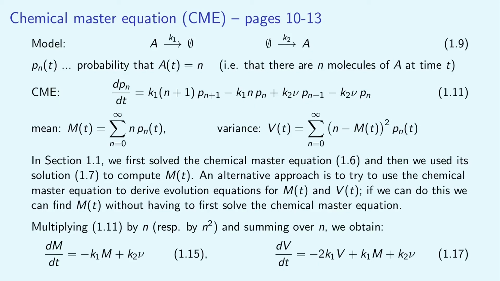However, in the case of our simple production degradation example, this technique can be further generalized to derive evolution equations for arbitrary moments. For example, to obtain an ODE for the second moment, we multiply the chemical master equation by n squared and sum over n. In particular, we can also derive the following ODE for the variance.